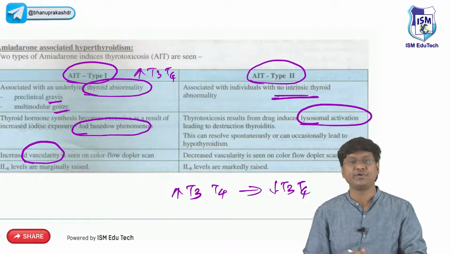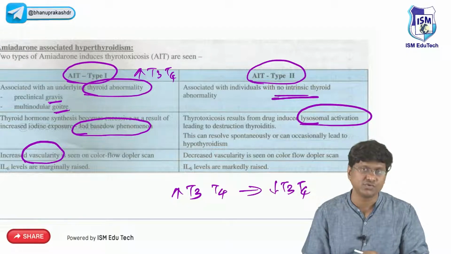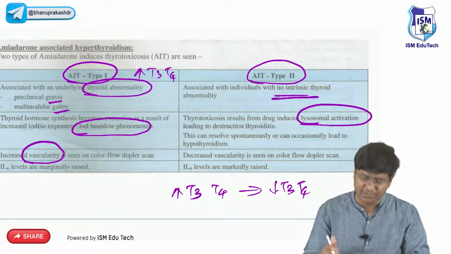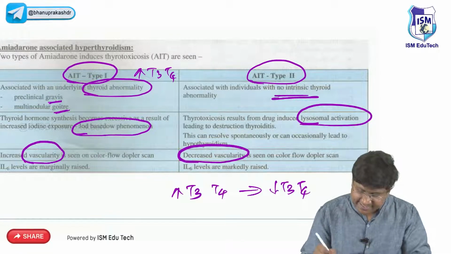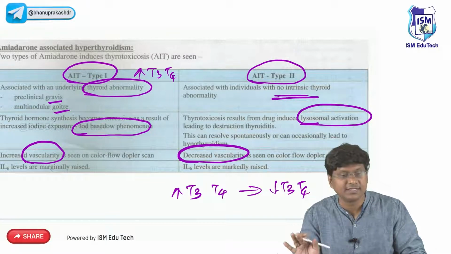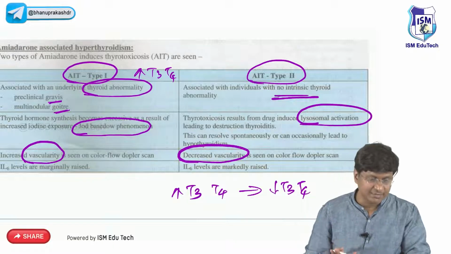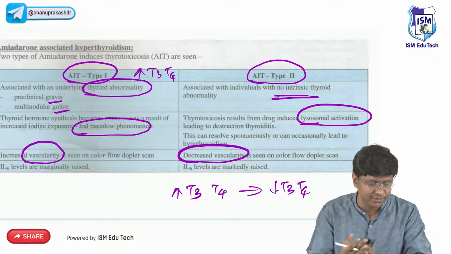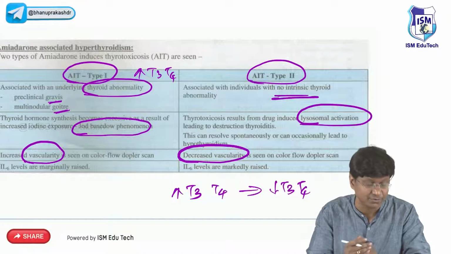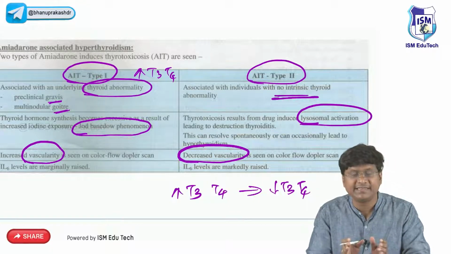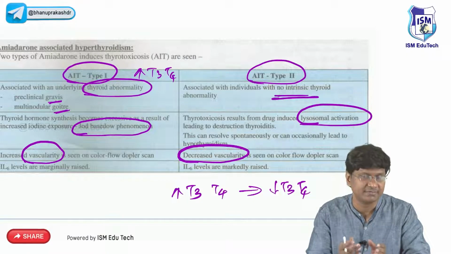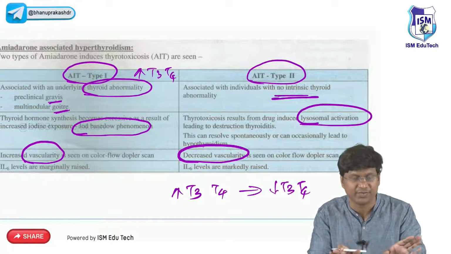That is your amiodarone induced thyroiditis type 2, which is due to lysosomal activation. Because there is hypothyroidism, you will notice that there is decreased vascularity, which is seen on the color flow Doppler. Okay, so that is the story related to amiodarone induced thyroiditis type 1 as well as type 2. Himanshu, lithium will cause hypothyroidism. Lithium causing hyperthyroidism is very, very rare.